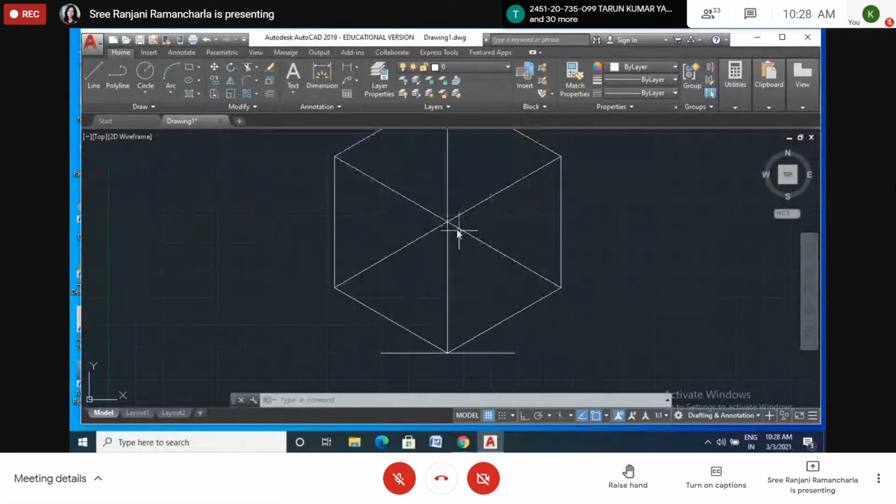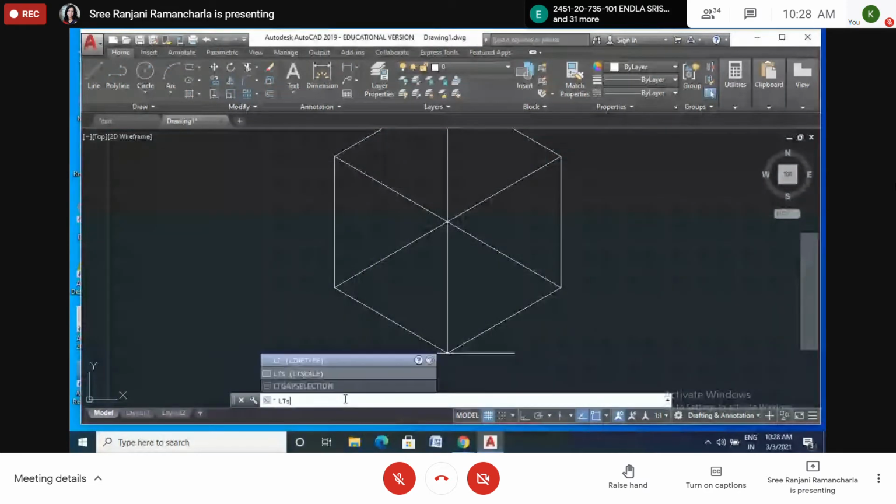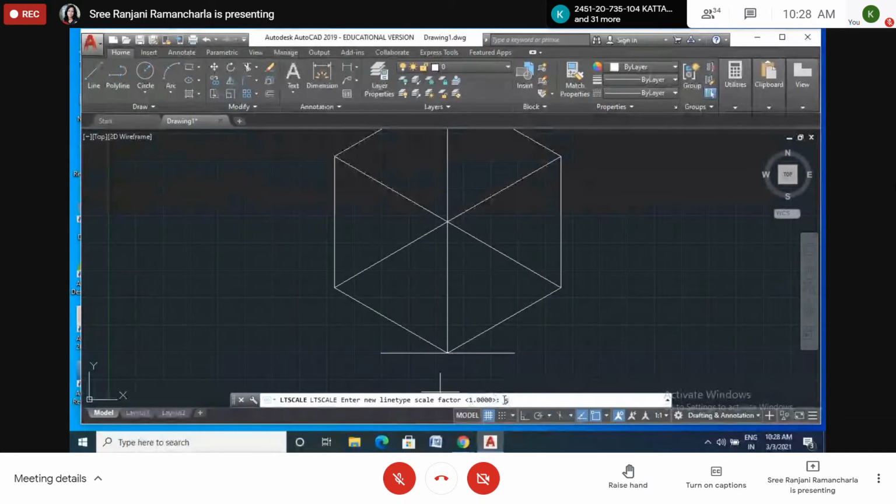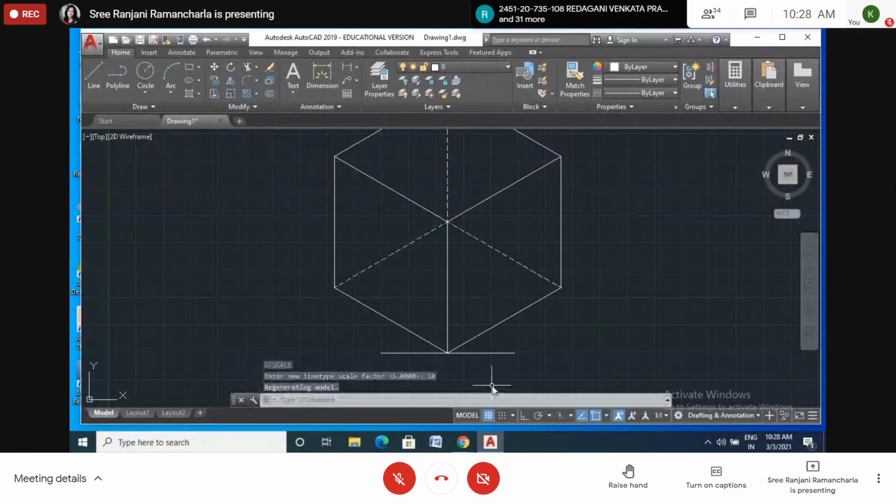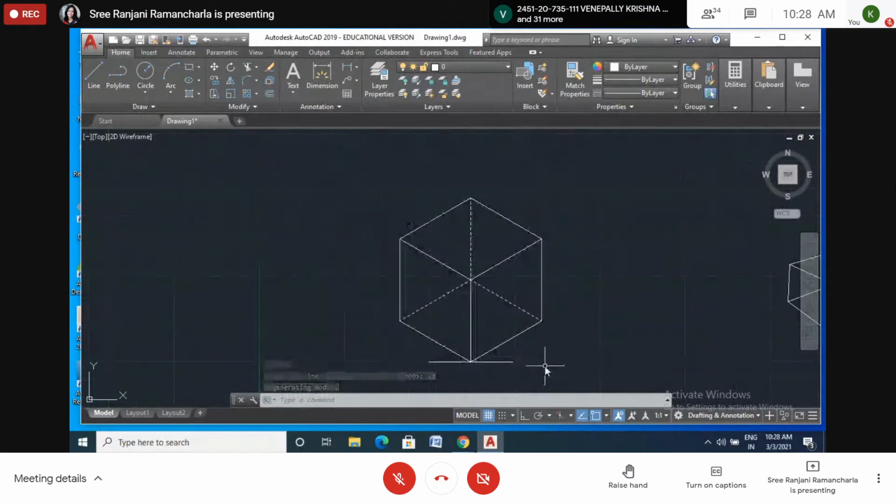So what do you have to do? LT scale, please note it down. Just type LT. Here you get the LT scale. You select this command. Then the default is 1. Let's see, I want to give 5. Enter. Still, it is very small. I want to change it a little more. Let me take 10. Enter. Okay, now for me it is comfortable. Now I got a 10 here.